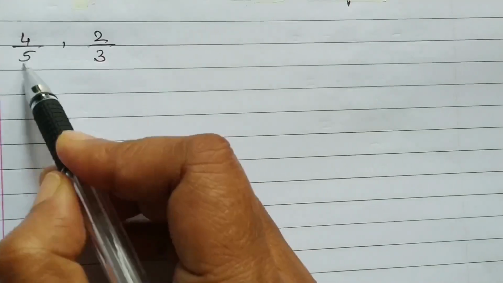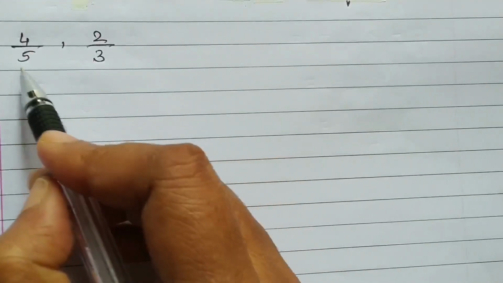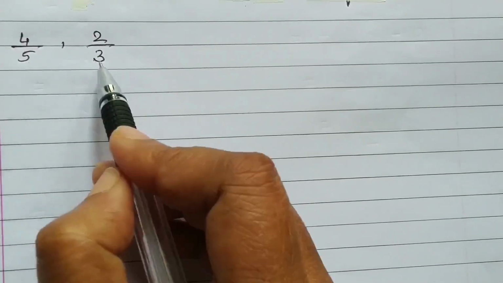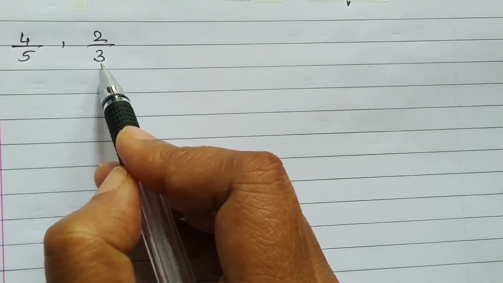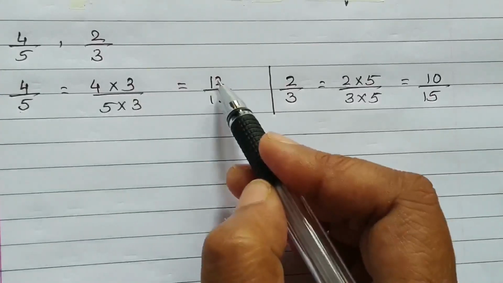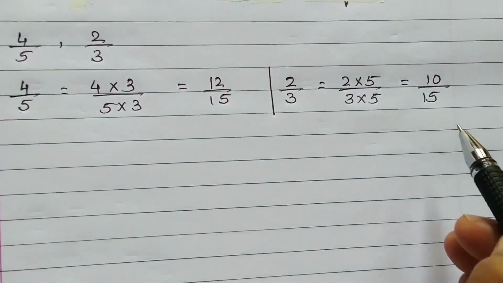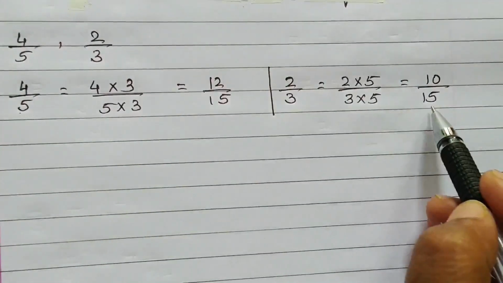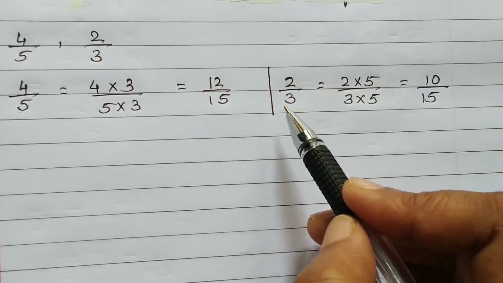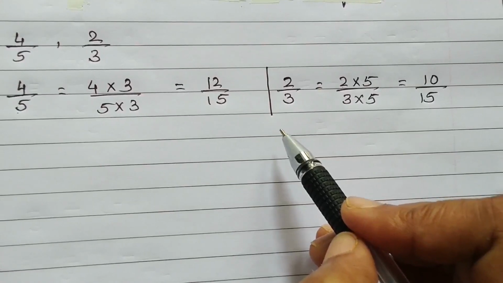The second question is 4 upon 5 and 2 upon 3. We want to find 3 rational numbers between the two given numbers. Here in this case the denominators are different. So our first step is to make the denominators equal. So we get 4 by 5 is equal to 12 upon 15 and 2 by 3 is equal to 10 upon 15. Now the denominators are same. The numerators are 12 and 10. Between 10 and 12 there is only one integer, that is 11. But we need 3 rational numbers.